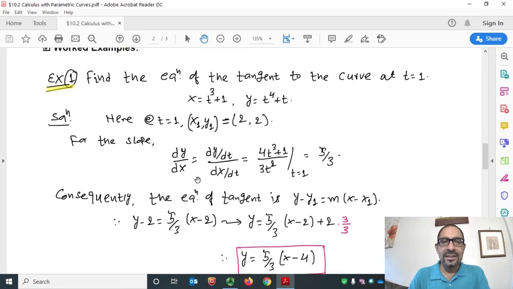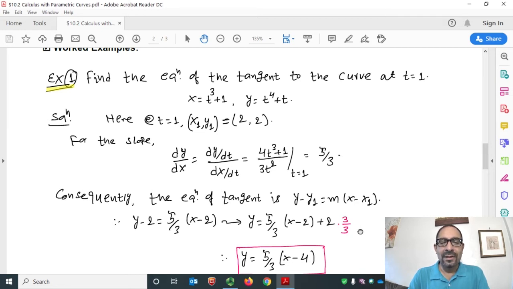The slope formula is dy over dx equals dy over dt, all over dx over dt. In the numerator, find the derivative of y, which turns out to be 4t cubed plus 1. In the denominator, find the derivative of x, which turns out to be 3t squared plus 0. Awesome. And put t equals 1. When t equals 1, it turns out to be 5 over 3. Great. So we have a slope, we have a point.